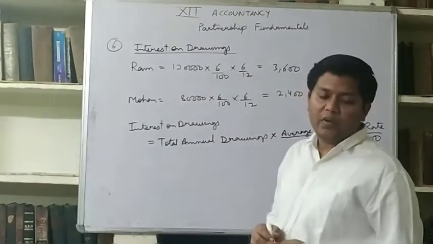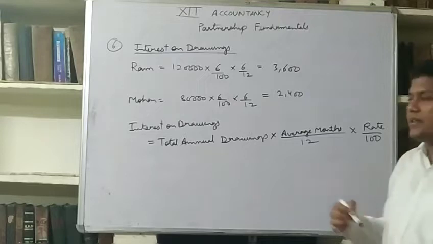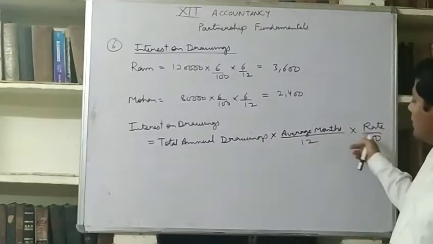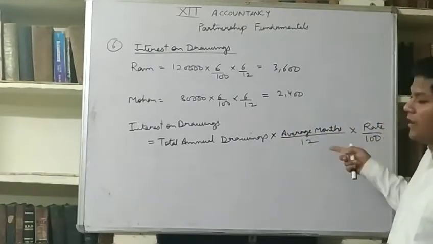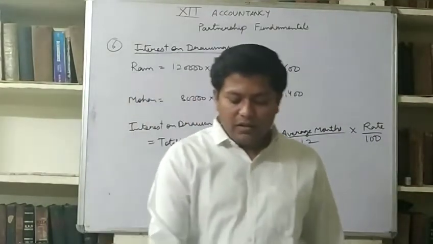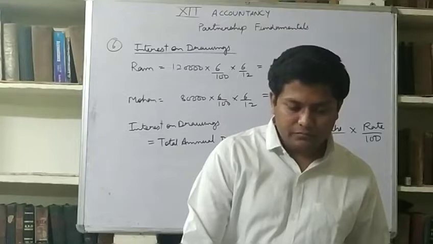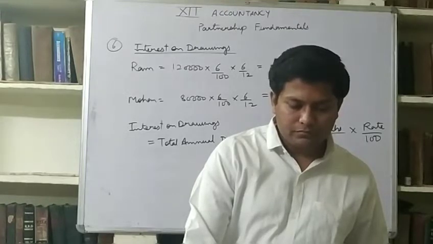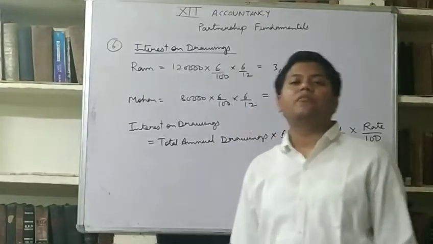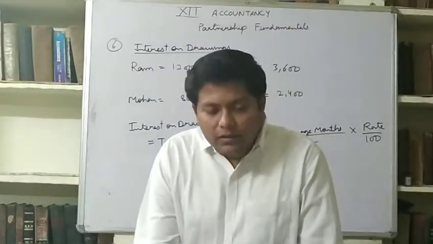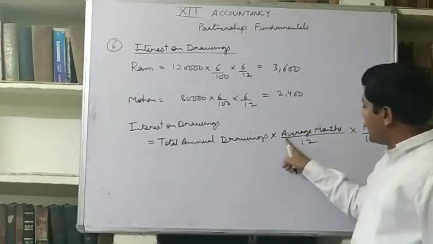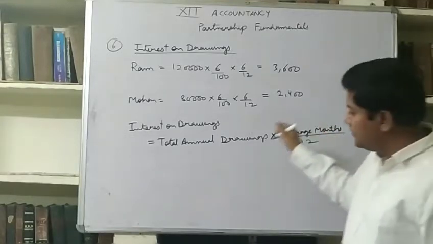This is the shortcut formula, and there are 6 or 7 cases in that. The formula is same: drawings into months into rate. This thing we have to understand. What are average months? This is the shortcut which we have to follow when the partner has made regular drawings. Regular drawings he can make per month, per week, per quarter, or half yearly also.